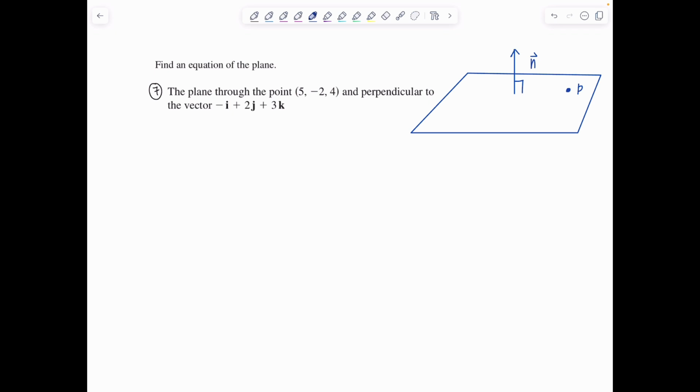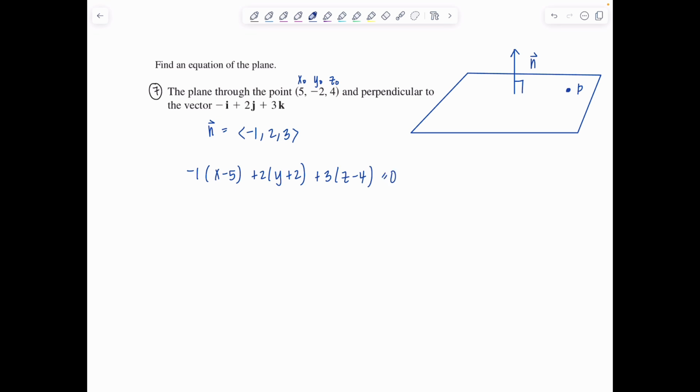So we're good. For my normal vector, I can use what was given, negative 1, 2, 3. Since this vector is perpendicular to the plane, it's normal to the plane. And then here's my point, x naught, y naught, z naught. Remember, the dot product of x minus x naught, y minus y naught, z minus z naught, for all x, y, z on the plane, with this normal vector should be 0. That's how we form the equation of a plane. So I'm going to take negative 1 times x minus x naught plus 2 times y minus y naught, which is y plus 2, and then plus 3 times z minus 4, and this equals 0.